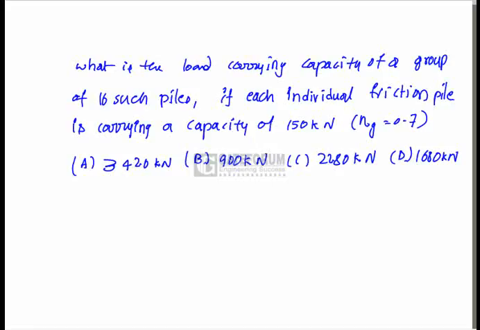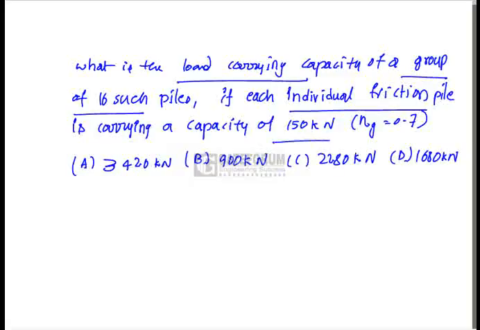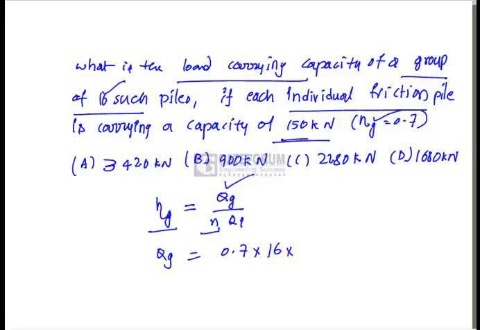We need to find out in the question the load carrying capacity of a group of 16 piles. The given data is each individual friction pile has a carrying capacity of 150 kilonewtons. We know the group efficiency is equal to Q group by N into Q individual. We have to find out Q group. The efficiency was given as 0.7, the number of piles N is 16 and each individual pile capacity is 150 kilonewtons. From the calculations we will find Q group is 1680 kilonewtons.